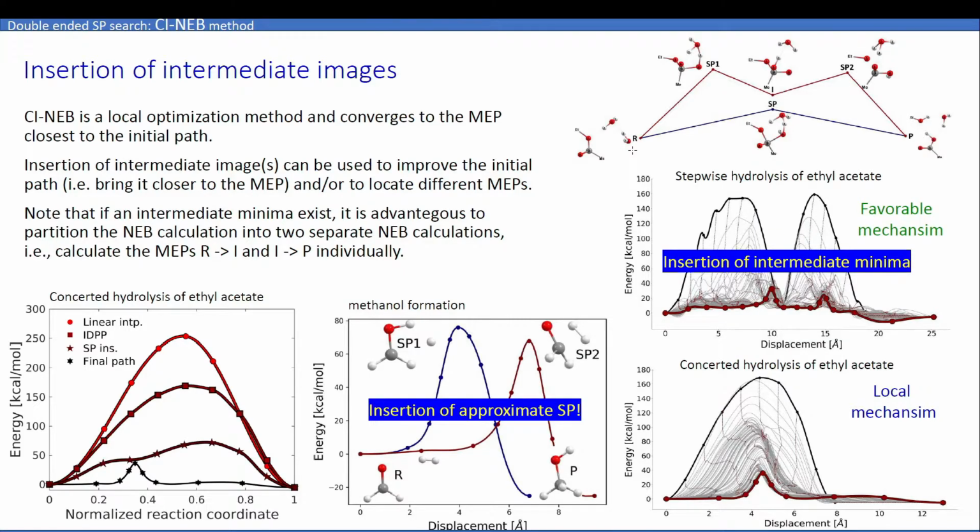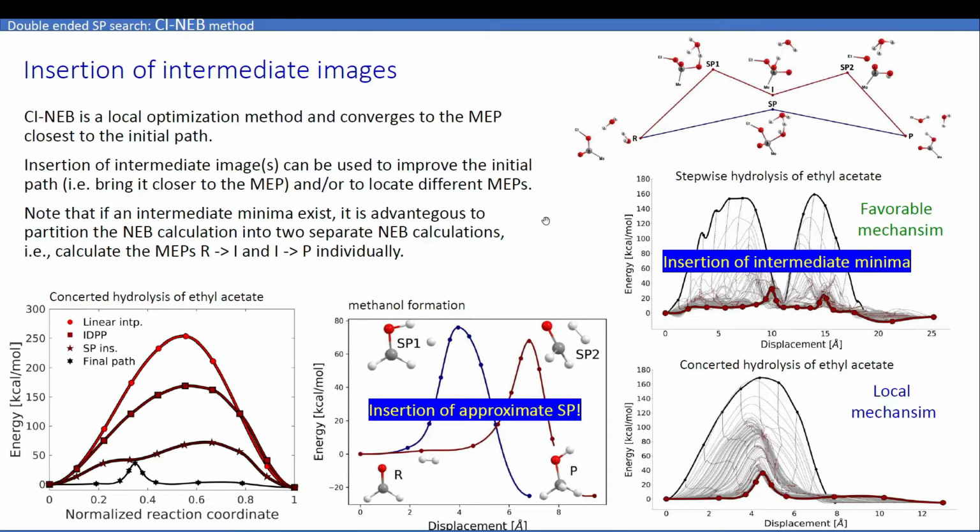Here, I have an example of hydrolysis of ethyl acetate, where the reaction can either proceed by a concerted single-step mechanism, or by a stepwise mechanism with two energy barriers. The concerted mechanism, shown here, is local to the initial path generated by IDPP, while the stepwise mechanism is the more favorable one. We can obtain the stepwise mechanism by insertion of the intermediate energy minima, and of course, for the calculation we would like to increase the number of images for better resolution of the path.